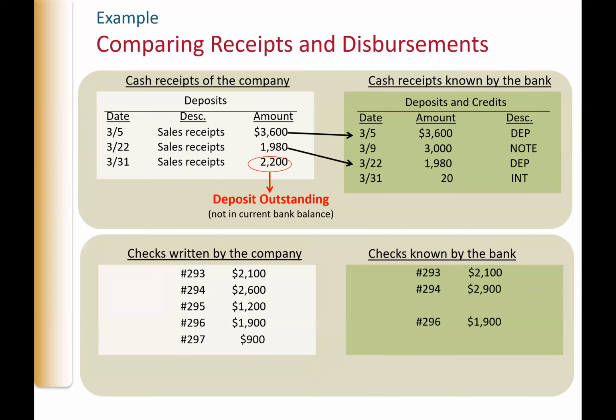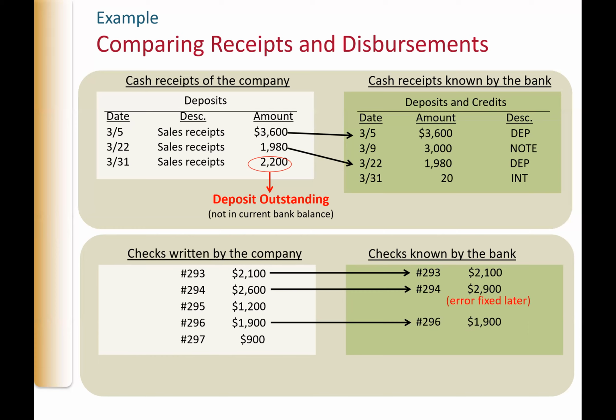Now, you see checks that were written by the company that have not cleared the bank yet. We see check 293 for 2,100 cleared the bank. We see check 294 is listed for 2,600, but it cleared the bank for 2,900. So chances are the company made an error when they recorded that, put it in as 2,600, but in fact it's 2,900. So we're going to have to correct that error.